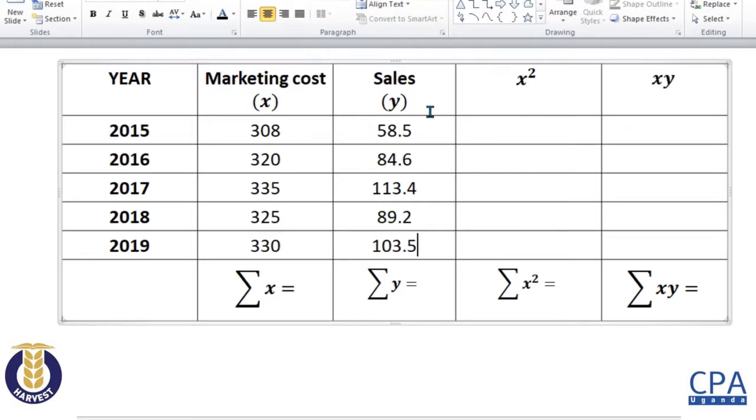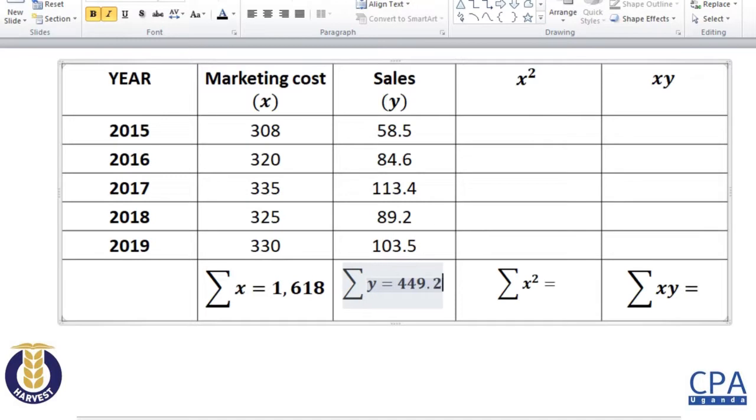So your work is now to get the x squared and xy. Let's first of all sum up the x: 308, 320, 335, 325, and 330. What do you get? 1618. Okay, 1618. Then let's sum up the y. 449.2. Okay, so we can square the x. Kindly square the x. 308 squared.